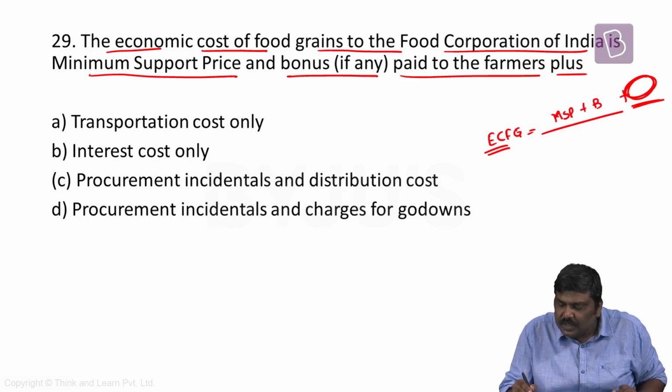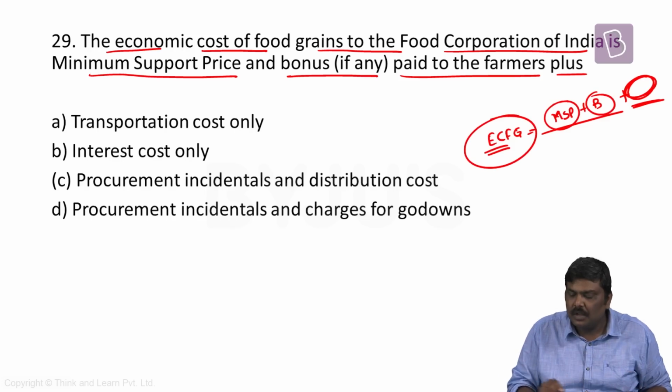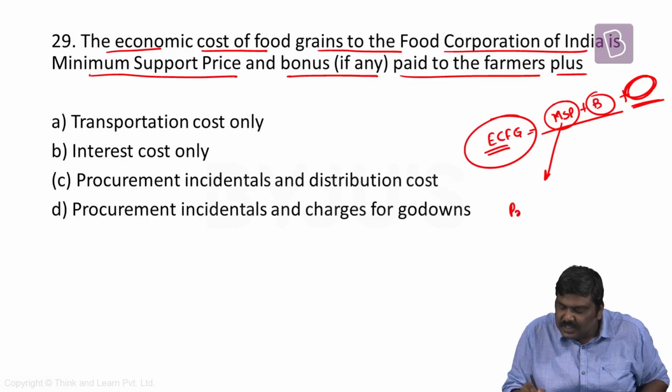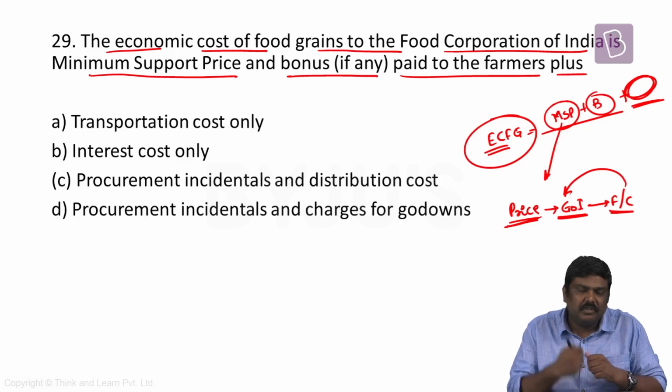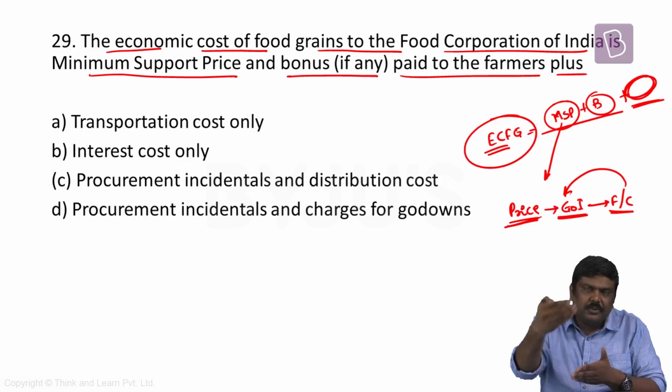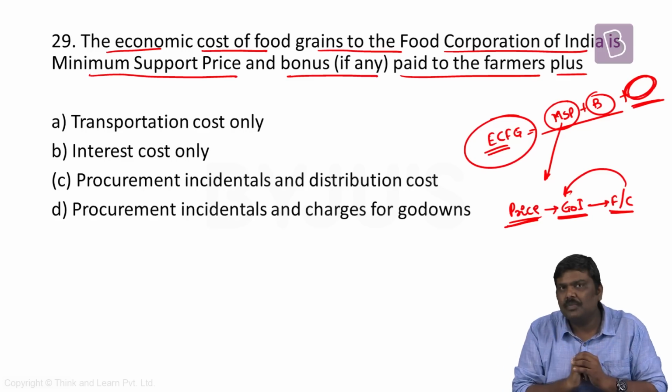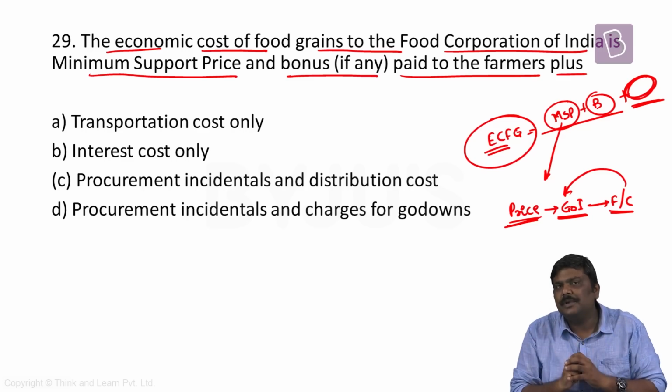But before that, what is this MSP, what is this bonus, and what is this economic cost of food grains? MSP is the price guaranteed by the Government of India, which they are going to pay to the farmer or cultivator when they procure the food grains from him. I'll repeat the statement: it is the guaranteed price which the government pays to the farmer after procuring the food grains from him. That is the concept of MSP.